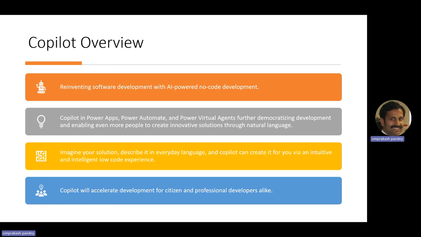If you look at a quick understanding of Copilot, this focuses on reinventing software development using artificial intelligence, using pre-existing large language models, also called LLMs. So a non-developer who has been working with various productivity tools like Word, Excel, PowerPoint, how can they leverage the benefits of Power Apps, Power Automate, Power Virtual Agents? How do we add these resources there and create innovative solutions using natural language? That is key for this environment.